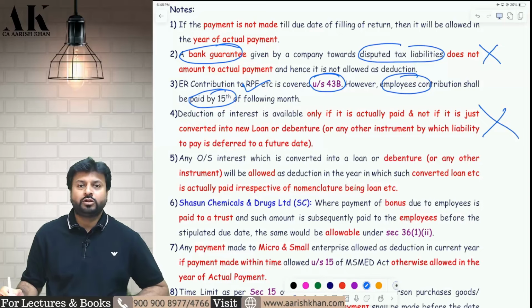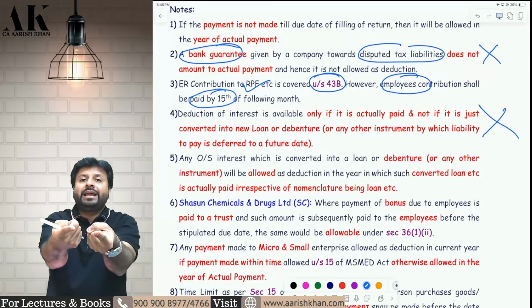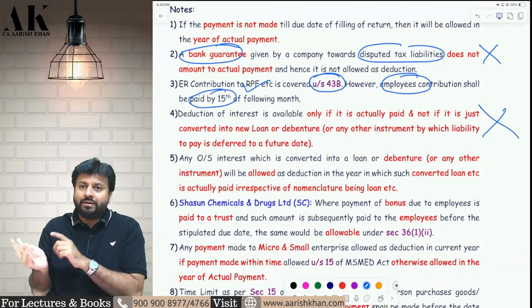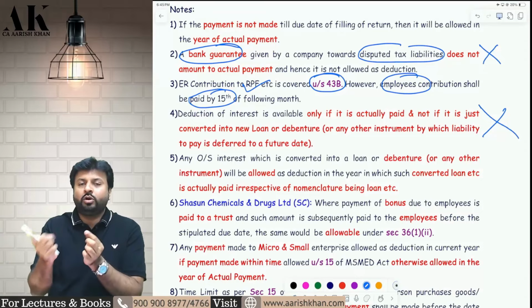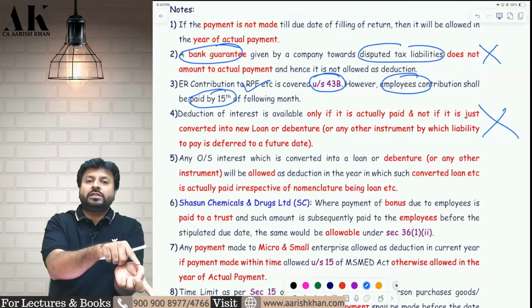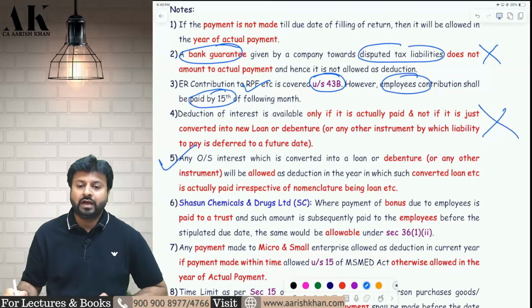It will not amount to actual payment. But whenever that converted loan is repaid to the bank, that will be allowed as a deduction. For example, there is an outstanding interest of 10 lakh rupees. Now I am converting that 10 lakh interest into what? New loan. On conversion, you will not get deduction. But when you repay that 10 lakh rupees new loan to the bank, at that point of time, we will give you the deduction as per this point number 5. I hope it is clear to all of you.